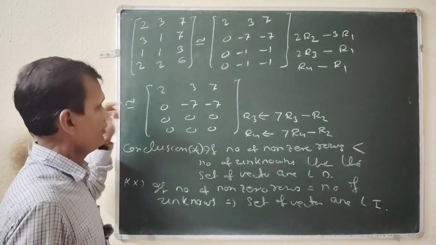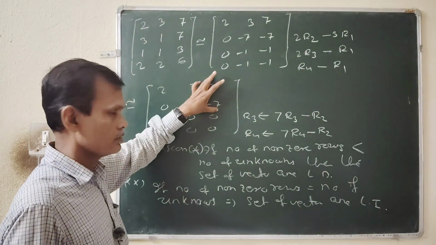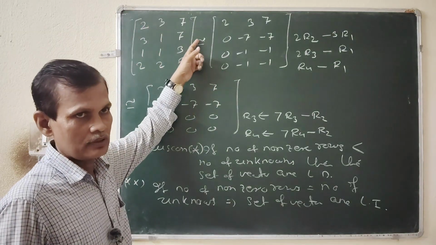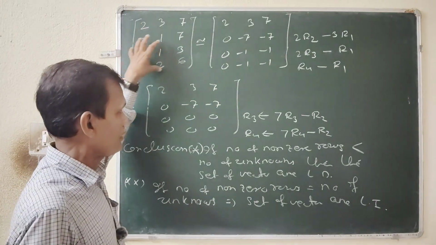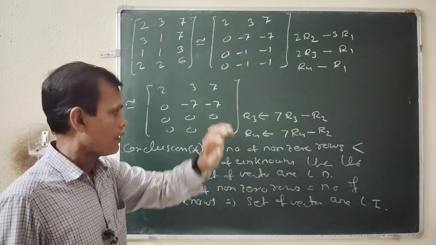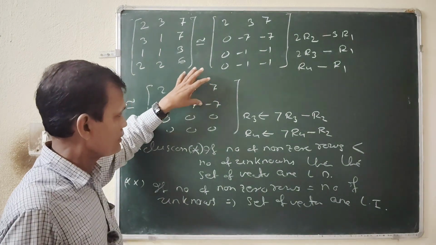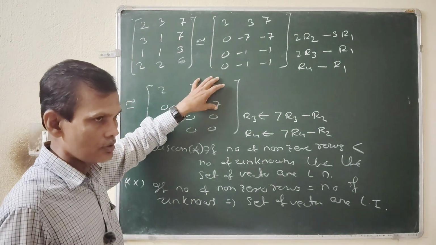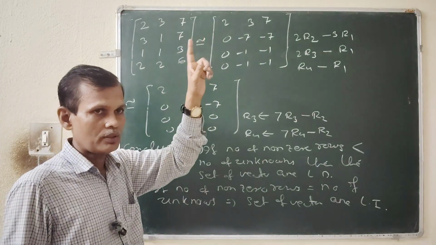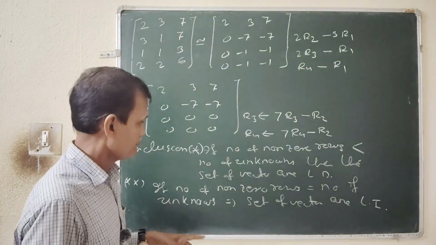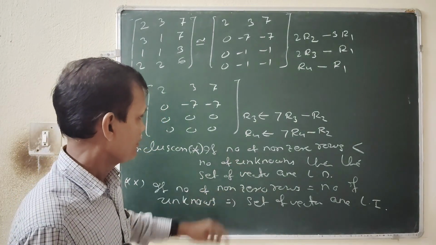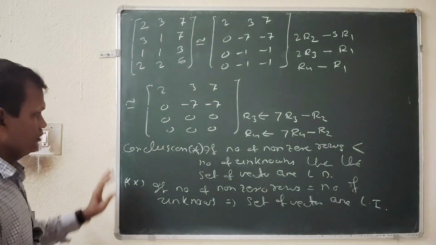For this problem, you see how many non-zero rows are there? Two non-zero rows. How many variables are there? Alpha 1, alpha 2, alpha 3 are the scalars. Corresponding to three scalars, there are three vectors v1, v2, v3. As here the number of non-zero rows is less than the number of variables, the system of the three vectors v1, v2, v3 is linearly independent. Sorry, this is linearly dependent. Again I am repeating, this is the law.